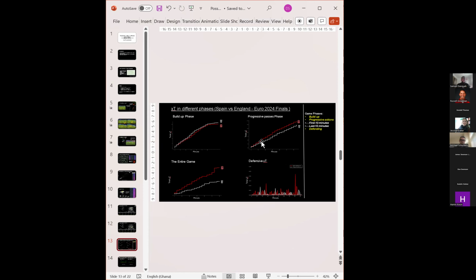So, looking at the game, I wanted to understand how the build-up play was, and also how the progressive passes were looking for the two teams. Still, we are using the finals as a case study, that is Spain versus England. So I wanted to look at the build-up phase, the progressive passes phase, and also the defensive expected threat they posed in the game. And clearly, you can see during the build-up phase.